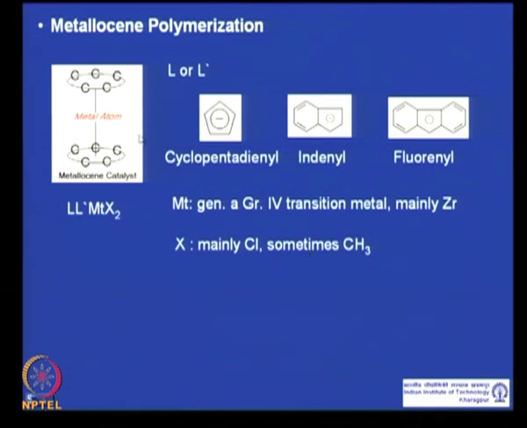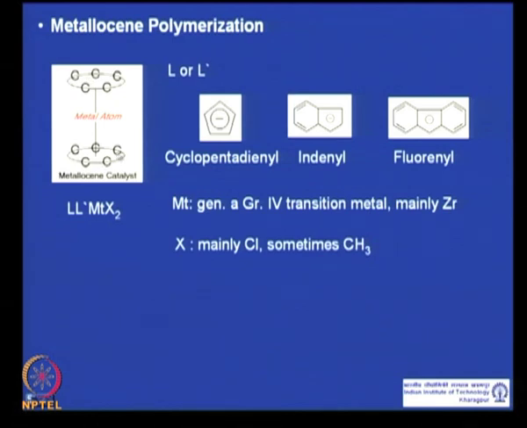Now, metallocenes, you can do the polymerization in homogeneous medium. Metallocene polymerization can be done in solution in homogeneous medium, and the advantage is that at the end of the reaction you can isolate the metallocene catalyst and then purify and reuse. Now, what is metallocene polymerization?